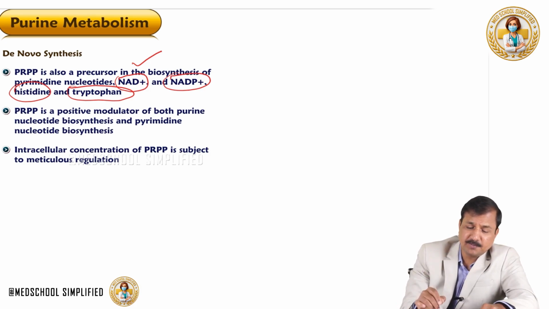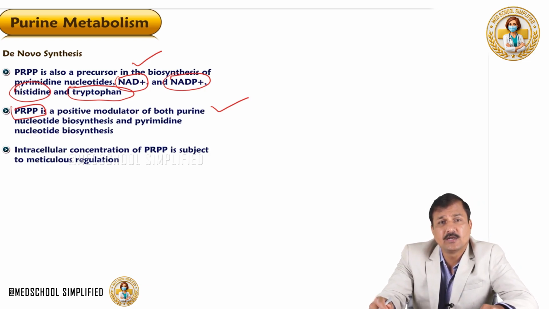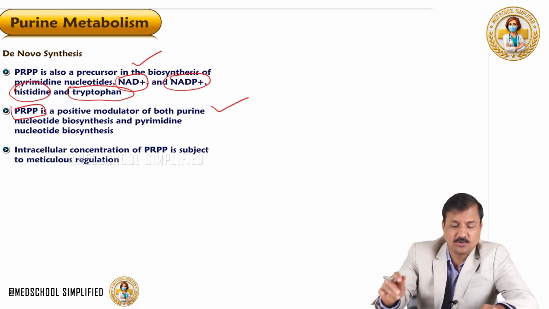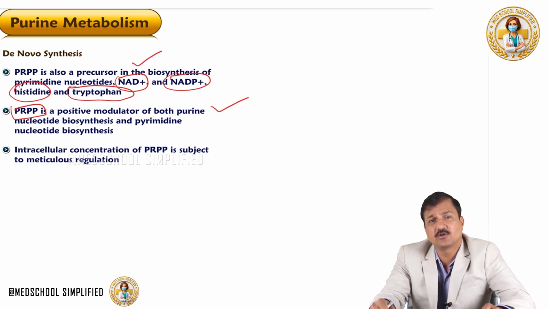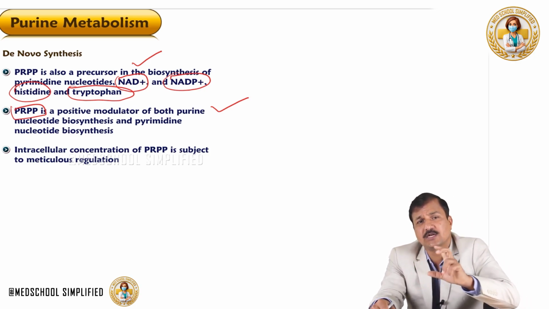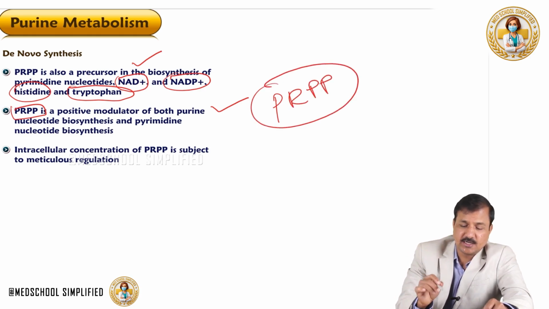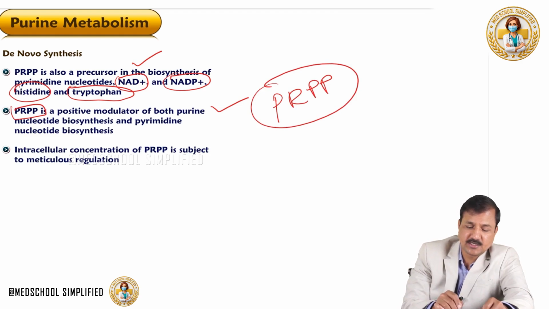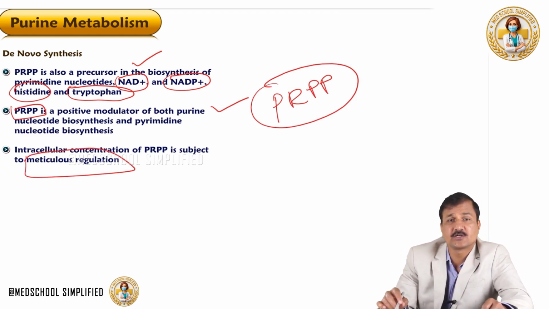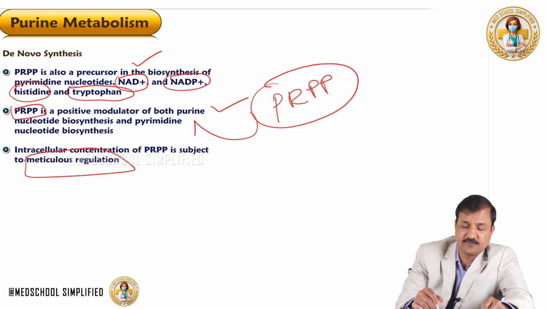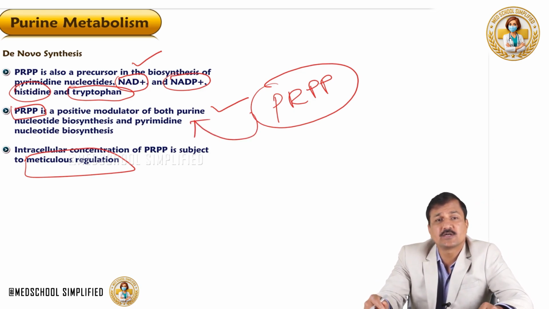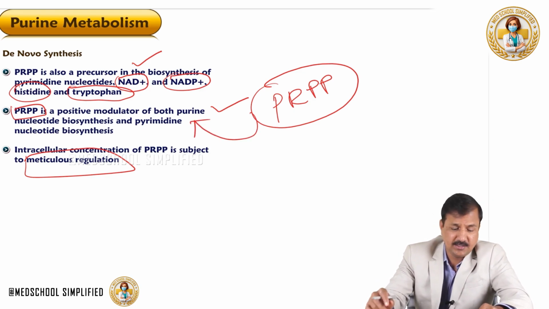And also note that PRPP, as I was saying earlier, is the positive modulator of both purine nucleotide biosynthesis and pyrimidine nucleotide biosynthesis. So, to synthesize both purines and pyrimidines, there is a need of PRPP. Remember that. And the intracellular concentration of PRPP is subjected to meticulous regulation because it is necessary for synthesis of both purine and pyrimidine nucleotides.